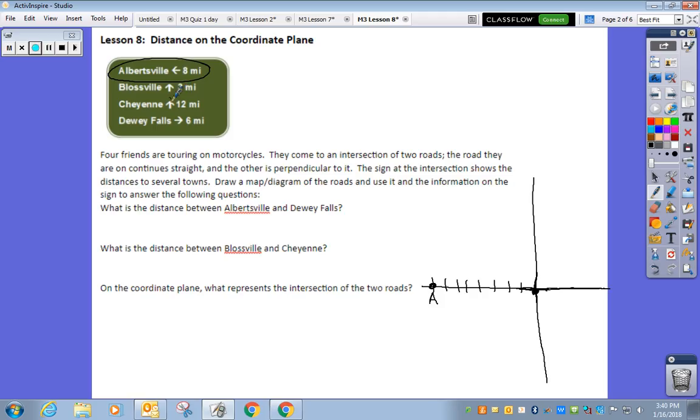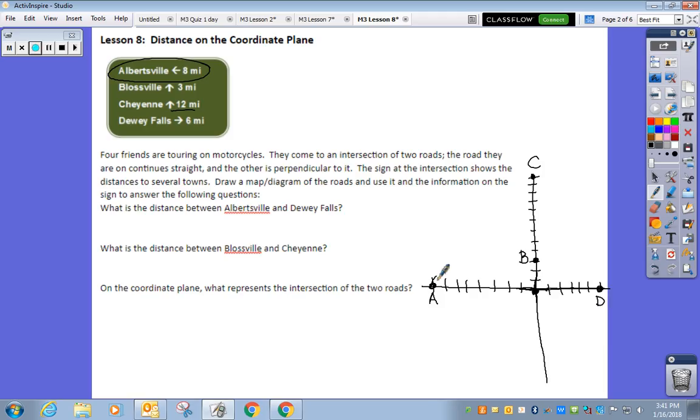Blossville is 3 miles ahead. Cheyenne is 12 miles ahead. So 3, 4, 5, 6, 7, 8, 9, 10, 11, 12. Here's Cheyenne. And then Dewey Falls is 6 to the right.